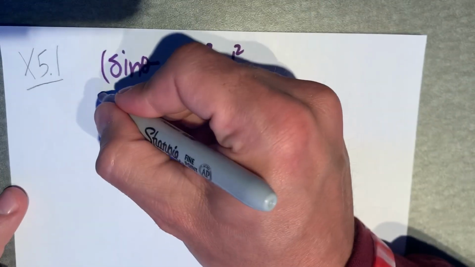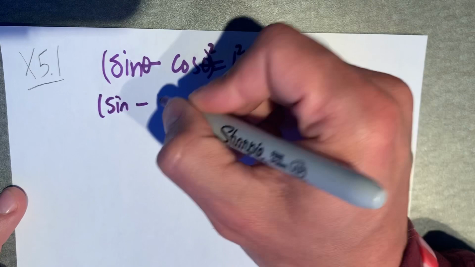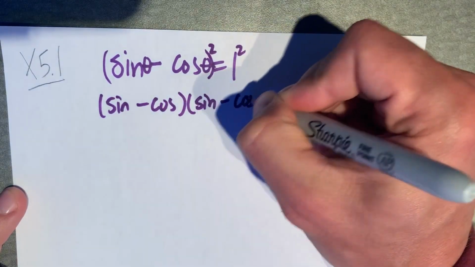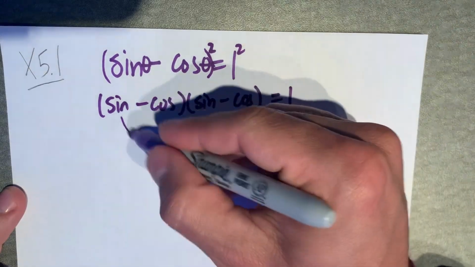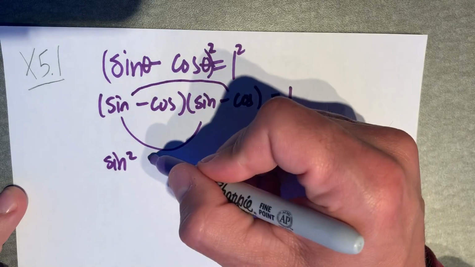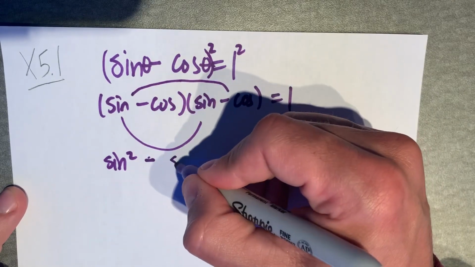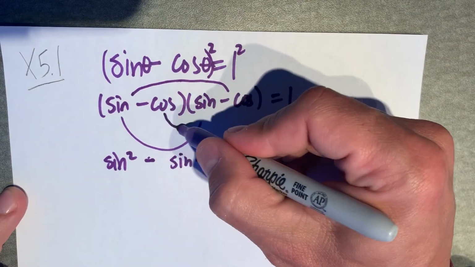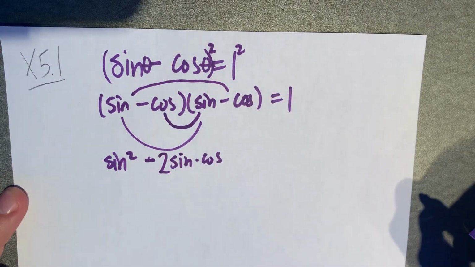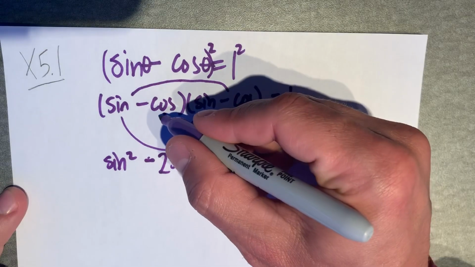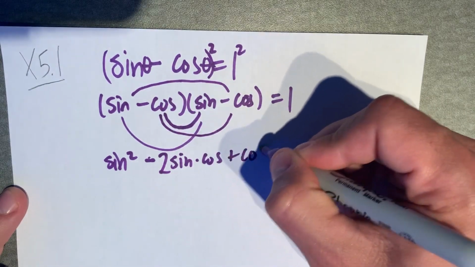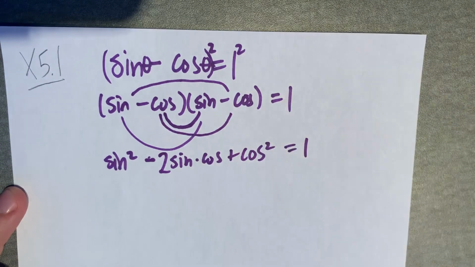Now, I want to write this as sine minus cosine times sine minus cosine, and that's equal to 1. First times first is going to be sine squared. Outer is going to be minus sine cosine. Inner is going to be the same thing minus sine cosine, which means I have two of them. So I'm going to put a 2 out there in the front. Last times last is minus cosine times minus cosine, which is positive cosine squared, and that's equal to 1.